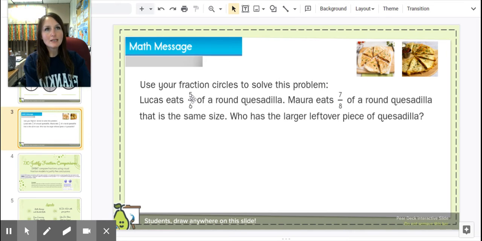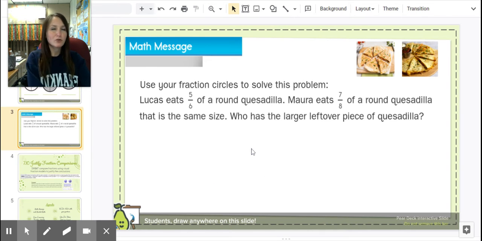It says, Lucas eats 5/6 of a round quesadilla. The quesadilla is like this. This is 6 pieces, and he ate 5 of those 6 pieces. It says Mara ate 7/8 of a round quesadilla. You can see this quesadilla has 8 pieces, and she ate 7 of those pieces. That is the same size. Who has the larger leftover piece of quesadilla? We know they each have 1 piece left. Who is going to have the bigger piece?